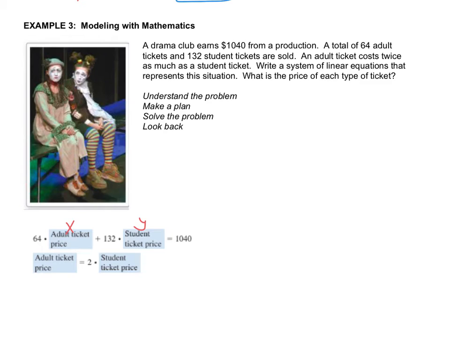So the first equation that you can see right here, we know that there are 64 adult tickets sold. We don't know the ticket price for those adults. We know that 132 are sold. We don't know their price for the students. We do know there's a total number of dollars of 1,040. So by putting that first equation together, this equation is referring to the money part of our system.